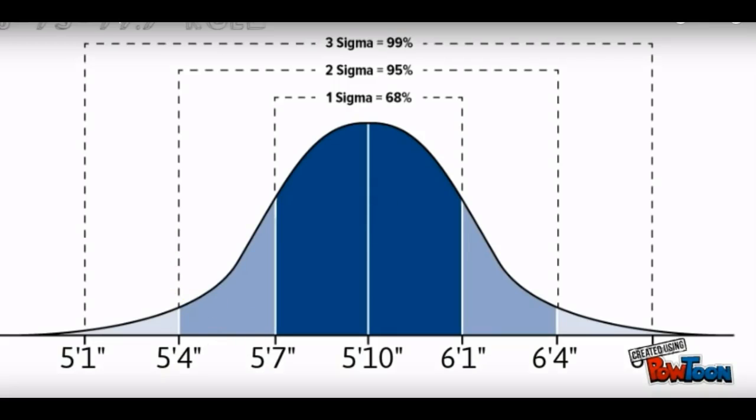So do you see how I came up with those? The standard deviation is 3 inches, right? So here's the mean. See how every standard deviation is 3 inches less, 3 inches less, and then 3 inches more, 3 inches more, 3 inches more. That's a sigma. So what this tells me is that 68% of heights in the U.S. are within 5'7" and 6'1".